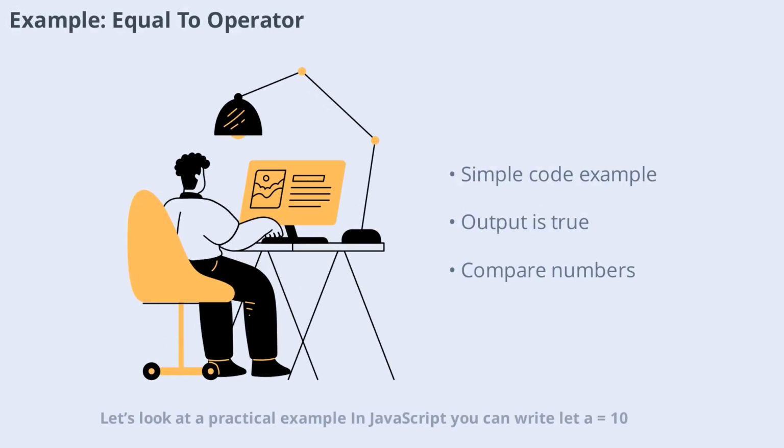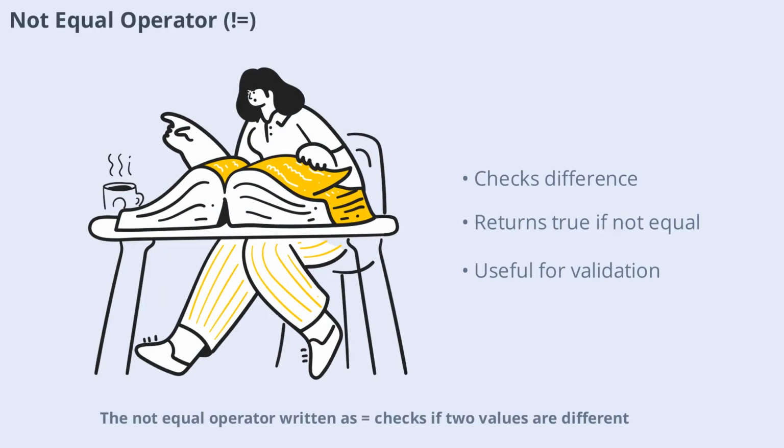Let's look at a practical example. In JavaScript, you can write let a = 10, let b = 10, and then console.log(a == b). This code checks if a and b are equal. Since both are 10, the output will be true. This is a simple way to compare numbers or other values in your code. You'll often use this operator when you need to check if something matches, like user input or data from a database.